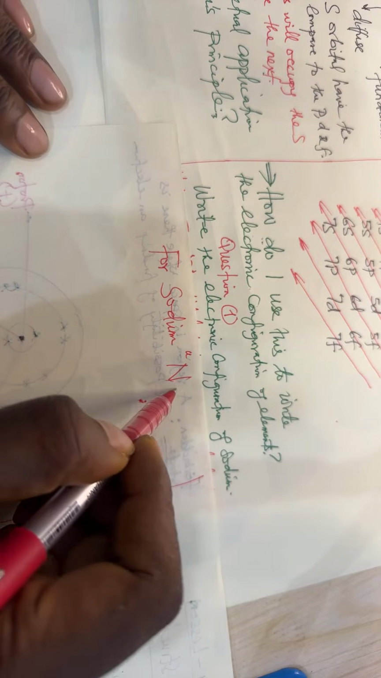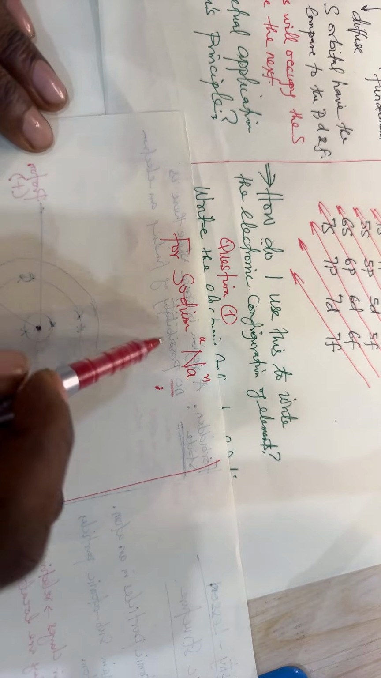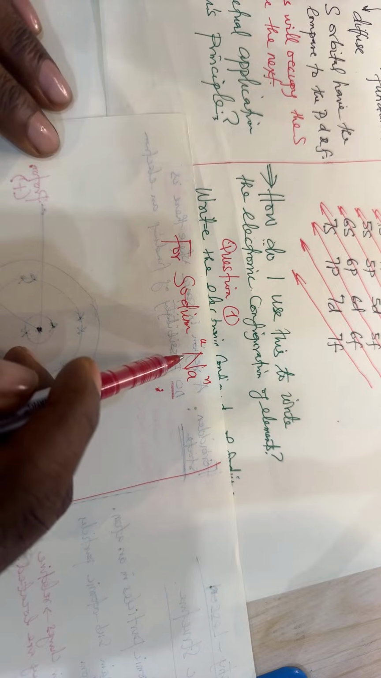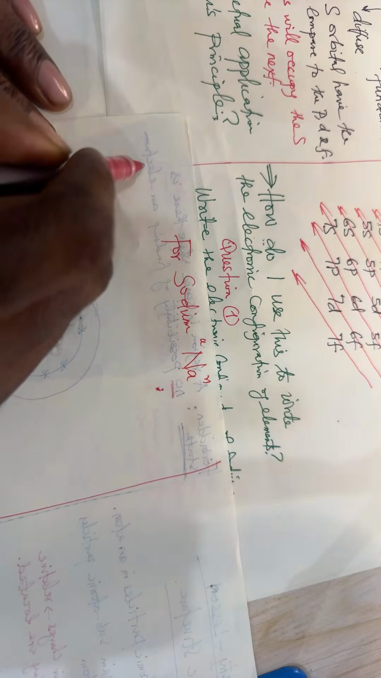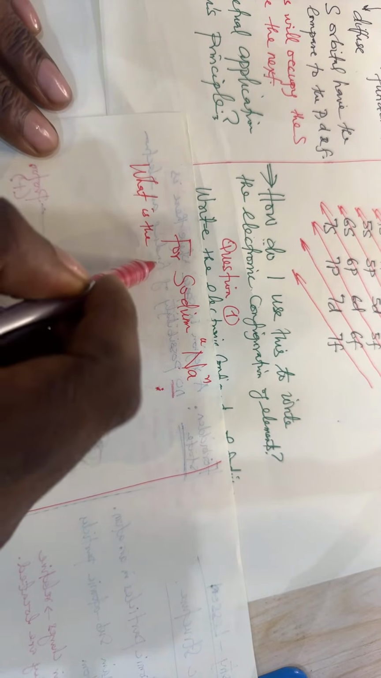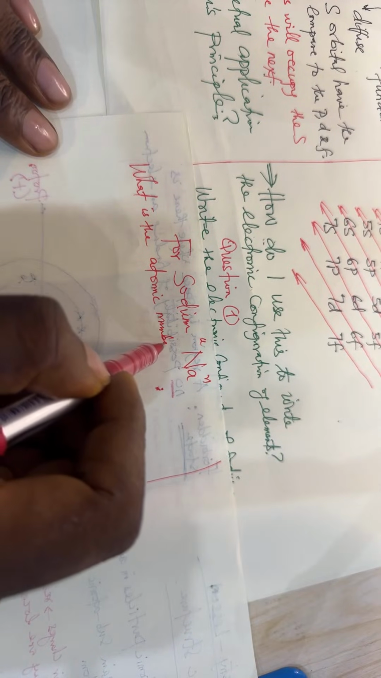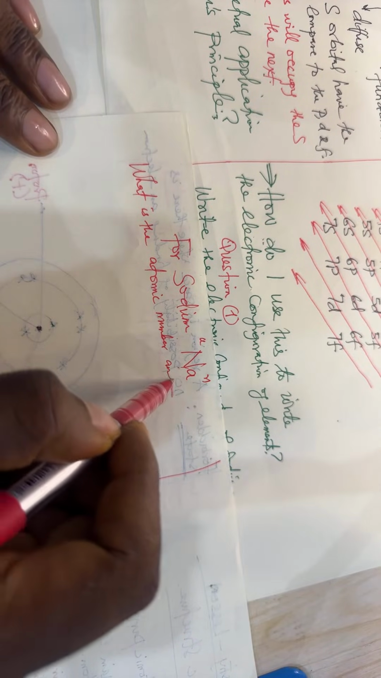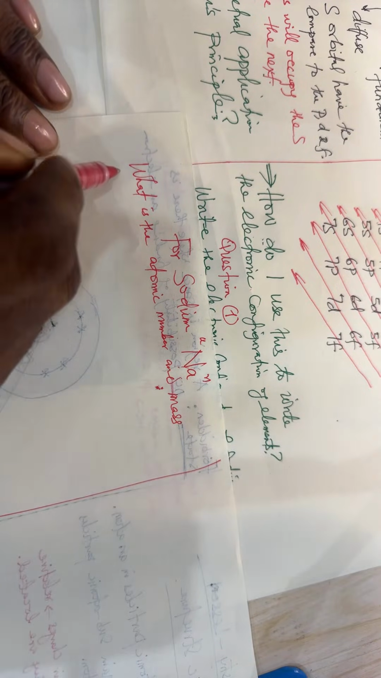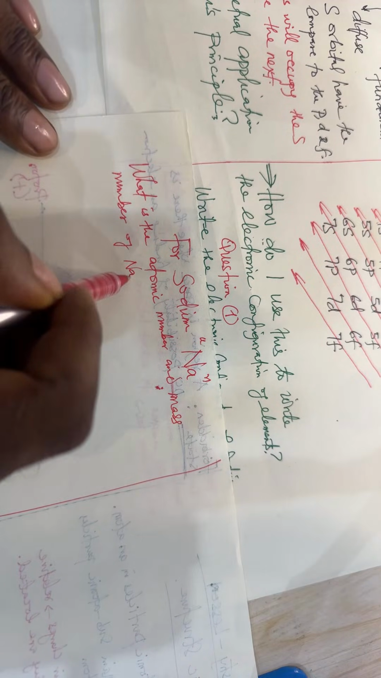So this is sodium. So now this is sodium. What is the atomic number of sodium? You ask yourself first, what is the atomic number and mass number of sodium?